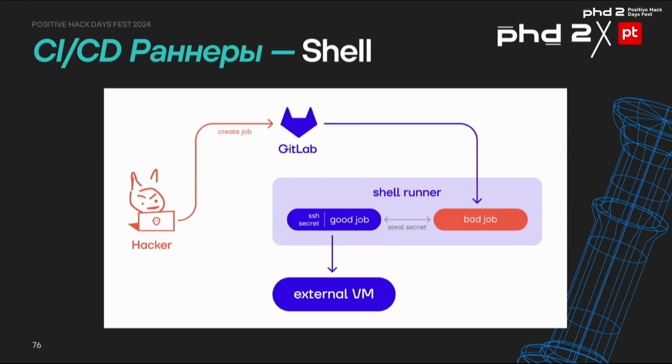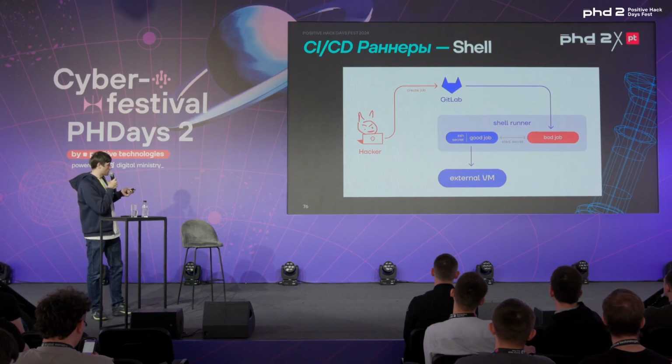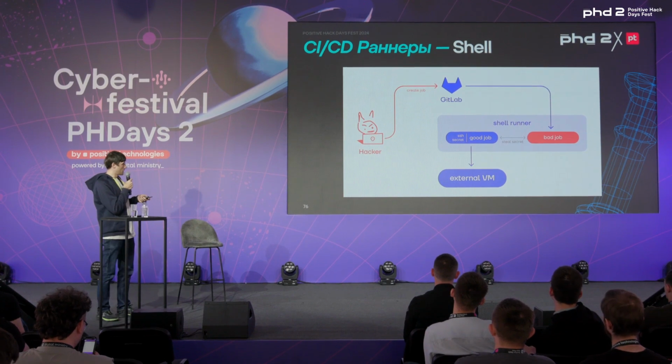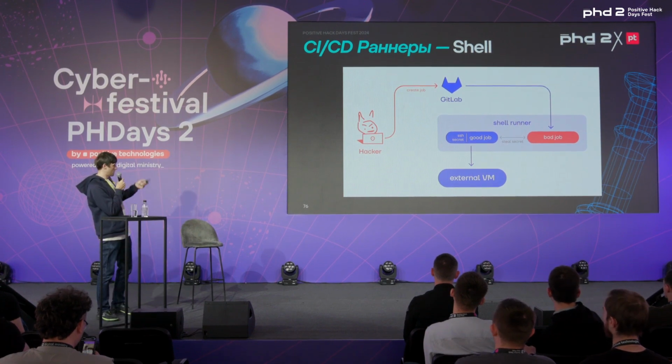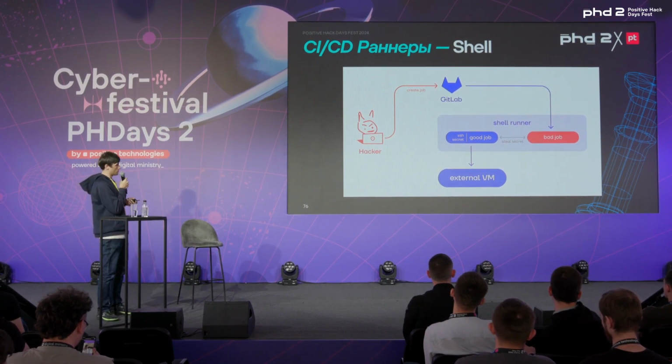It is performed on a shell runner. So the attacker can manage the Java code. It investigates the runner, finds the secrets. The group job finds an SH and uses it to get access to the VM.